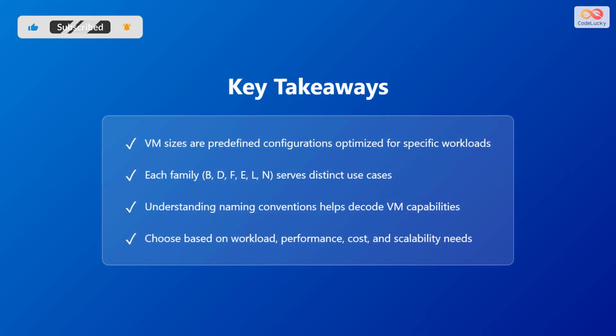Let's recap the key points. VM sizes are predefined configurations optimized for specific workloads, eliminating the guesswork in resource allocation. Each family, whether B, D, F, E, L, or N series, serves distinct use cases. Understanding the naming conventions helps you quickly decode a VM's capabilities. And when choosing a VM size, always base your decision on workload requirements, performance needs, cost considerations, and scalability. With this knowledge, you're now equipped to make informed decisions about Azure VM sizing for your projects.